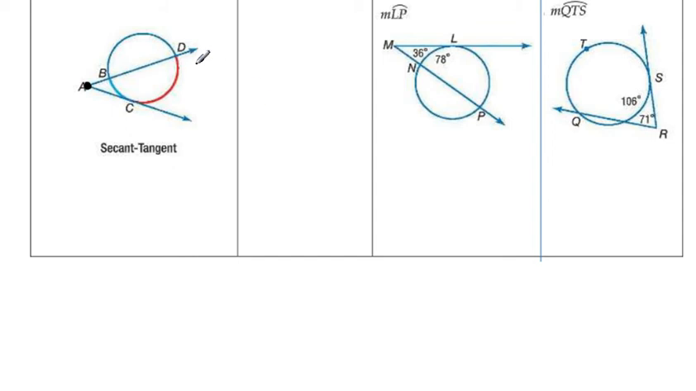You take the big arc to find angle A. You take the big arc, so DC, minus the little arc, so BC, and divide by 2. So angle A is arc minus arc divided by 2.